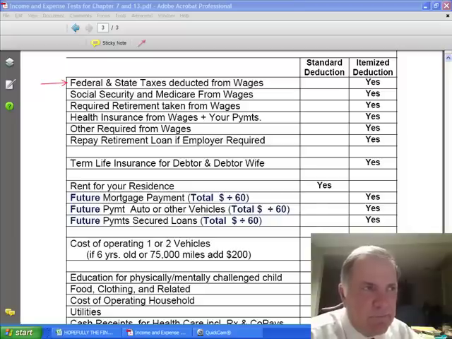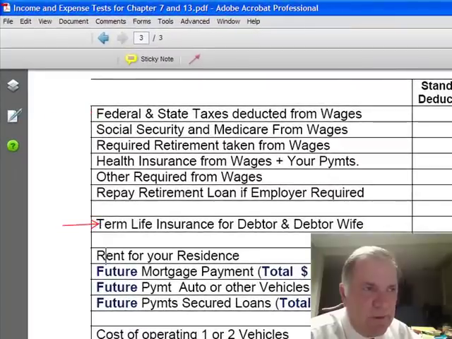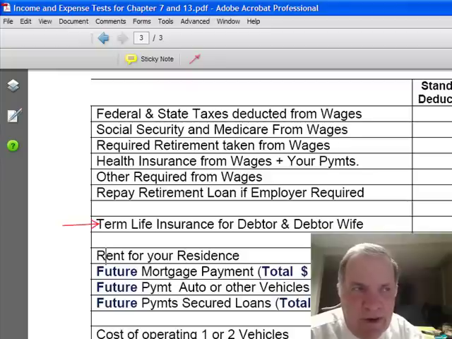Now let me go on down here and look at this one. Term life insurance. A lot of employees, and probably you, pay for term insurance out of your paycheck. The limitation on it is, if you and your wife are the debtors, you can deduct the cost of the term insurance for you and your wife, because both your incomes are being included in this computation. You cannot deduct the cost of term insurance for your children, only for the people that are actually filing, the husband and wife.